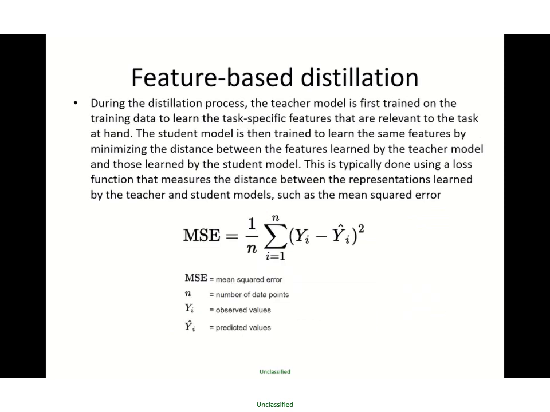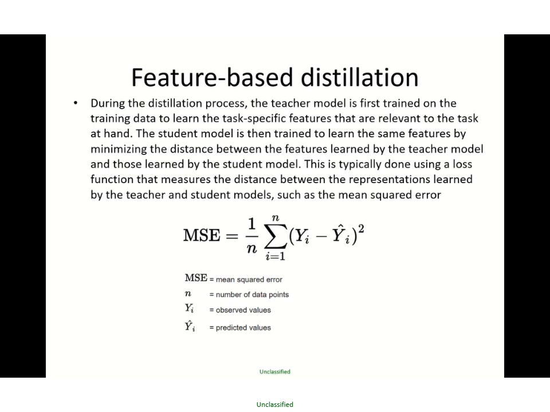During the distillation process, the teacher model is first trained on the training data to learn the task-specific features that are relevant to the task at hand. Then the student model is trained to learn the same features by minimizing the distance between the features learned by the teacher model and those learned by the student model. This is typically done using a loss function that measures the distance between the representations learned by the teacher and the student model, such as the mean squared function.